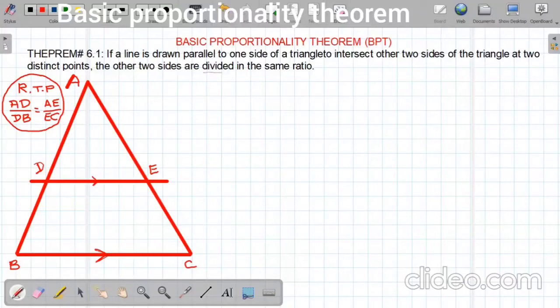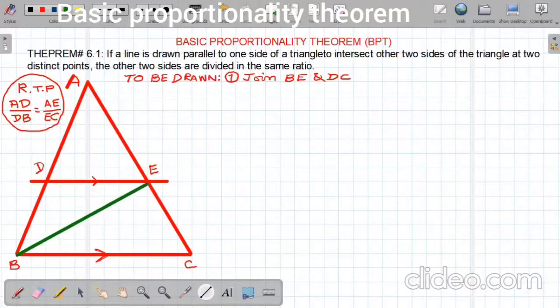So what is RTP now? What is required to be proved? The required to be proved here is AD by DB is equal to AE by EC. This is what we have to prove now. To prove this, what we are doing first is we are joining BE and DC. We have recorded it here.